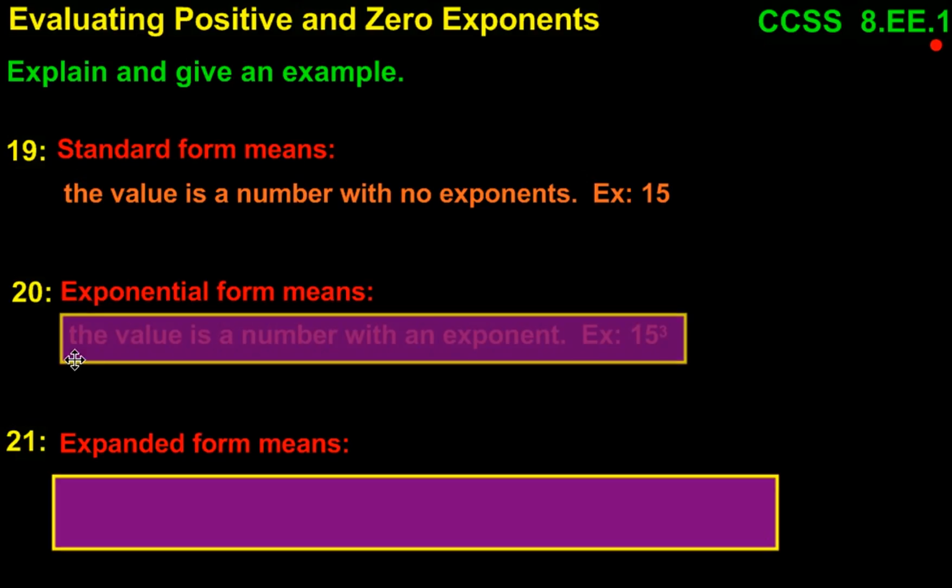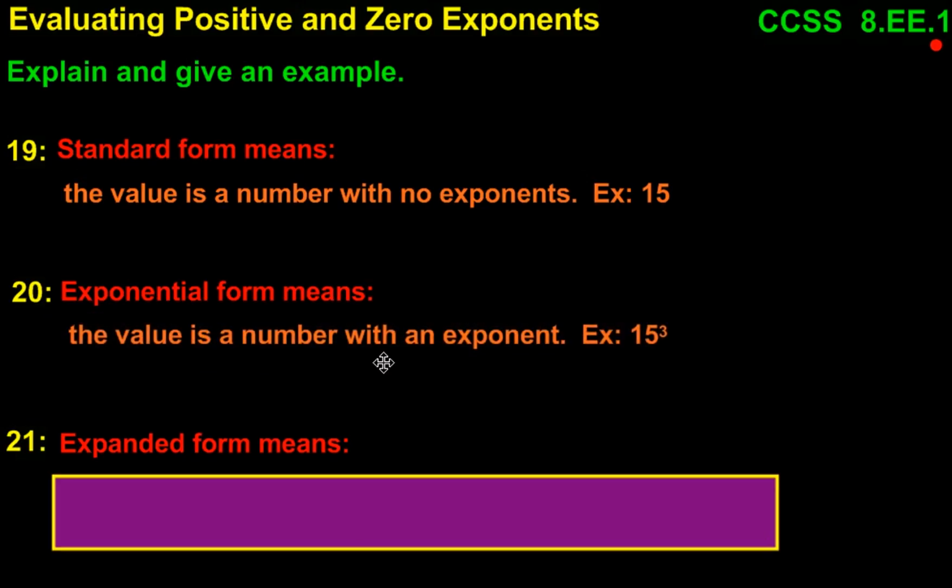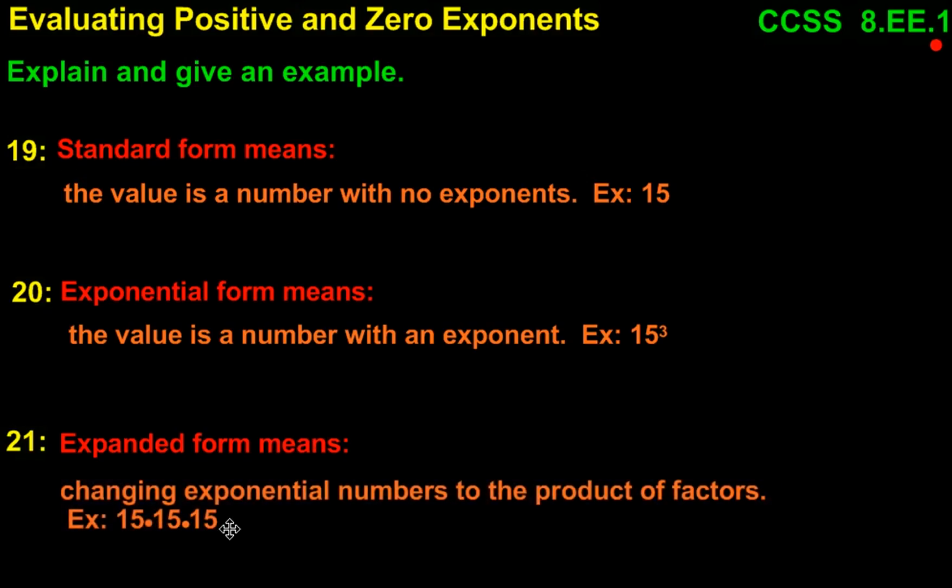Exponential form, the value is a number with an exponent. In this case, I've chosen to use 15 to the 3rd power. And expanded form is changing the exponential form to a product of factors. So if we take the original example of 15 to the 3rd power, we would show expanded form as 15 times 15 times 15.